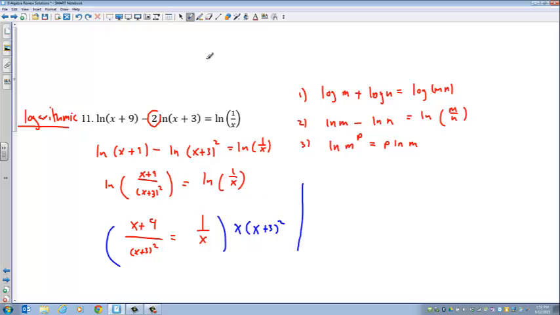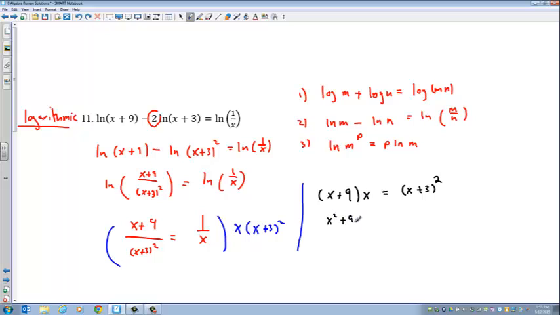So what will we have left over? When you take this times that, the x plus 3 squareds cancel, so you'll have x plus 9 on the left, all times x. Right, so this times this is that. And then equal to, on the right, you have this times this, so the x's cancel, and you're left with x plus 3 quantity squared, which is definitely nicer than this. And this is a little bit nicer than that, I'd say. But what we can do now is we can simply multiply through by the x.